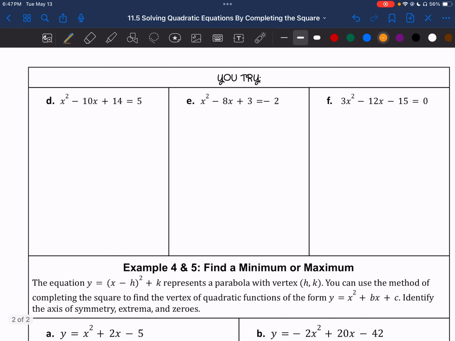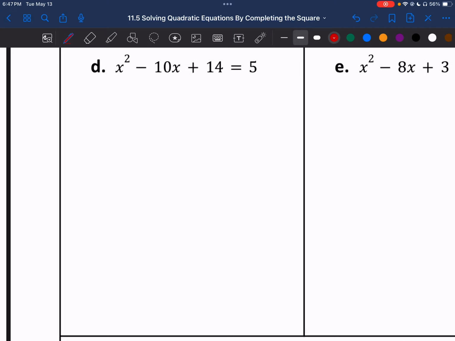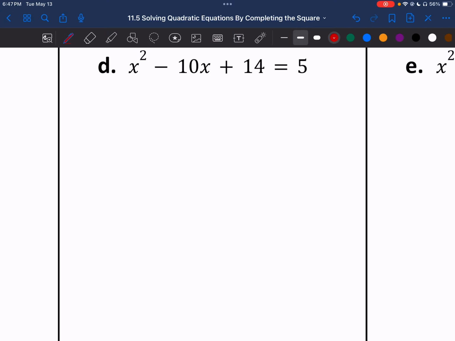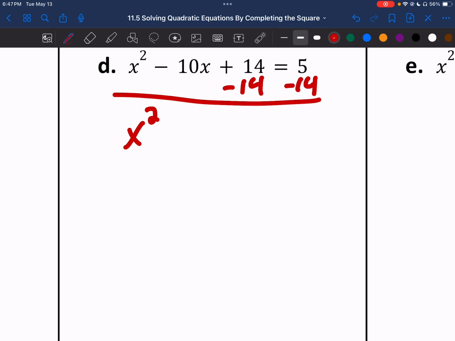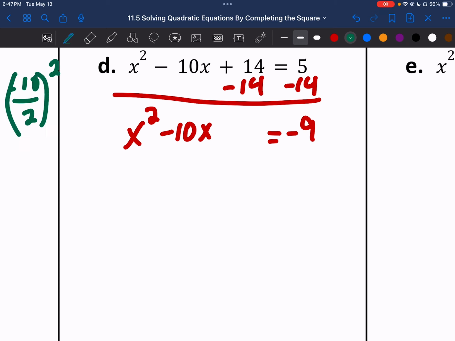All right, on the next page, there are 3 problems for you to try. Check your work against mine. Letter D, we start by subtracting 14 from both sides. We get x squared minus 10x is equal to negative 9. We do negative 10 over 2, quantity squared. So that's negative 5 squared, which is plus 25.